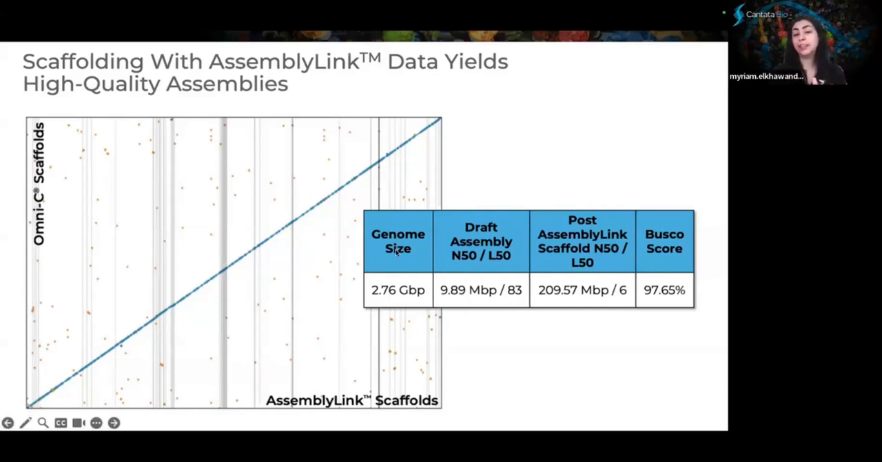So what we're looking at here is a synteny plot comparing this assembly that was scaffolded with AssemblyLink with an assembly that was generated from the same PacBio draft assembly, but scaffolded with Omni-C instead. And you can see that there is a perfect alignment of the large scaffolds. So with the AssemblyLink assay, you're getting the same high quality assemblies, but with a shorter and more streamlined workflow.